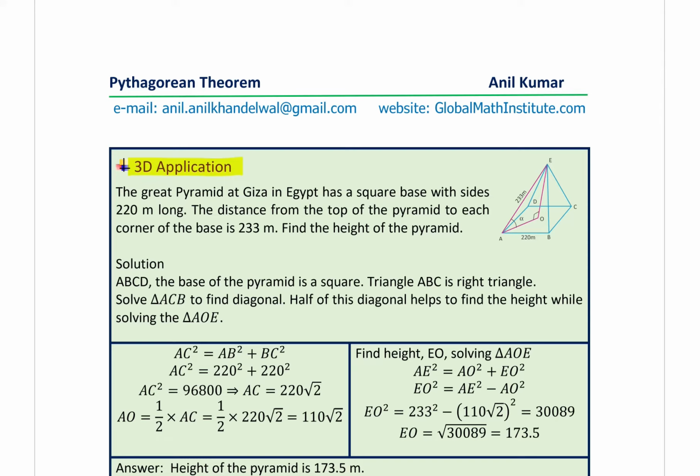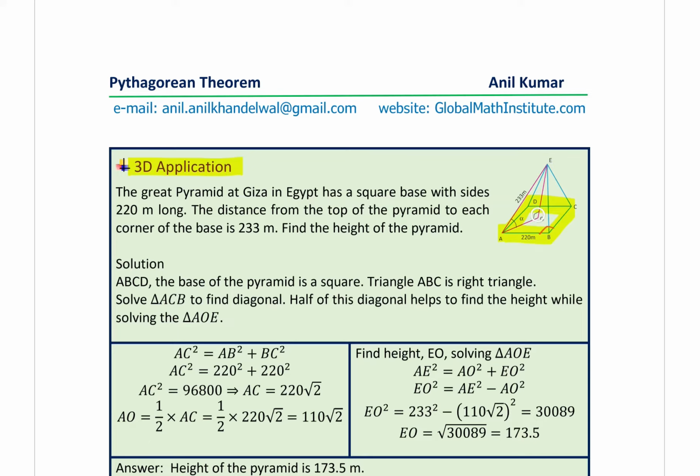So we are given a square base, right? This base is square. That is important to understand. Square means that the sides are at right angles. So this is at right angles. That is kind of important, right? We know the lengths of these sides are 220 meters, and from the top to the edge, this is your edge, right? So the edge here is, as written, 233 meters, correct? Now we need to find the height. So height basically is E to O. That is the height which we are interested in finding.